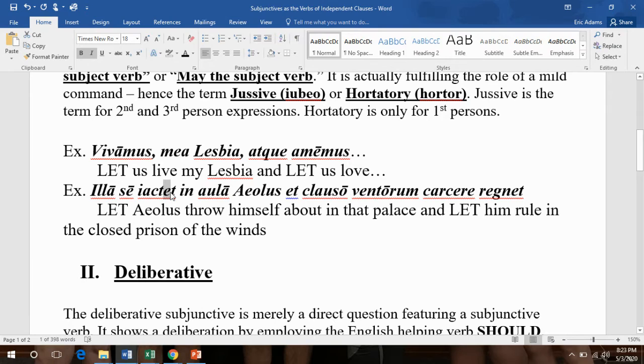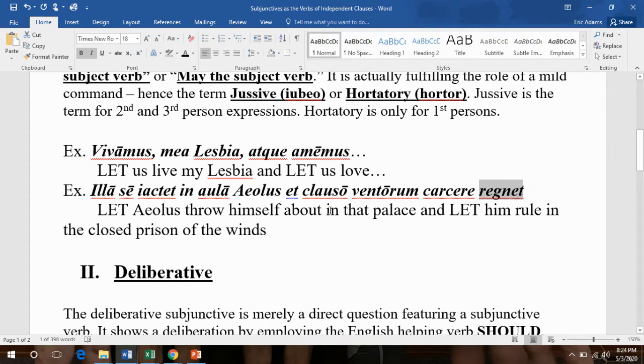But it's iactat, iactare, we fair giant liar, and regnare, we fair giant liar again. So instead of saying that he throws himself, illa aula, in that palace, aula is a palace, and he being Aeolus, it would be let Aeolus throw himself about in that palace, and let him rule. Regnat with an AT would mean really he rules, but regnet is going to be let him rule.